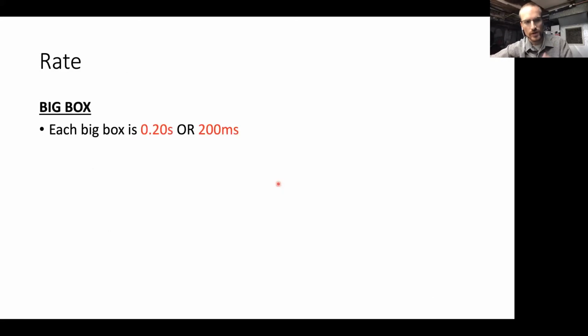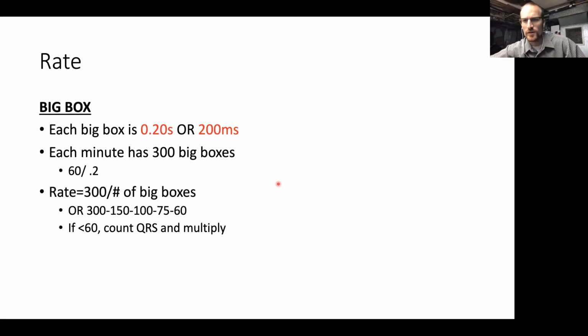So the first for rate, a big box, each big box is 0.2 seconds or 200 milliseconds. You'll hear it referred to both ways. And so every minute has 300 big boxes, and you get that by 60 divided by 0.2, or if you're like me, 60 divided by 1/5, which is the same as 60 times 5. So you get to 300. That's where you get the whole, you can count down by 300 thing you've probably heard about. You're dividing by big boxes. So if you have one big box, it's 300. 300 divided by 1 is 300.